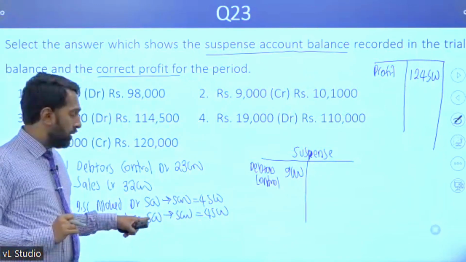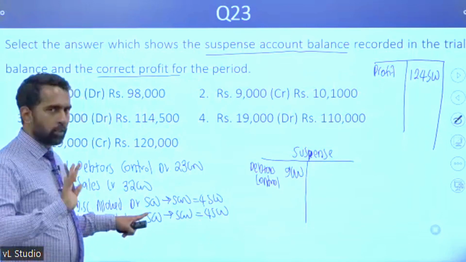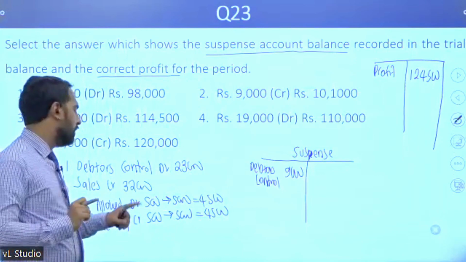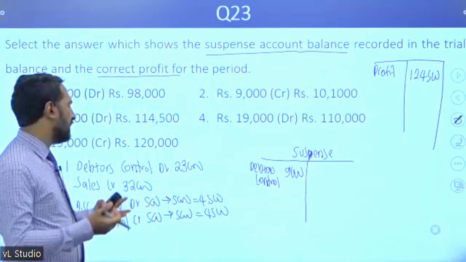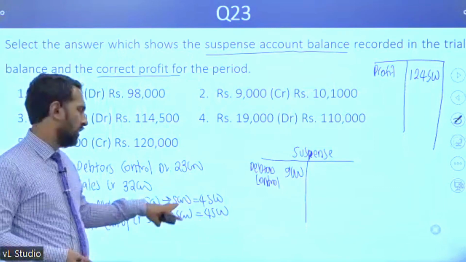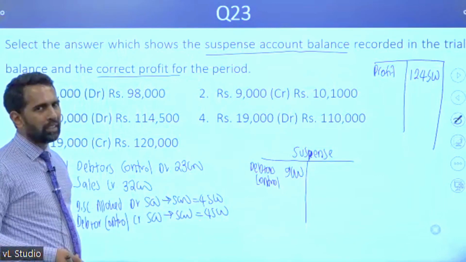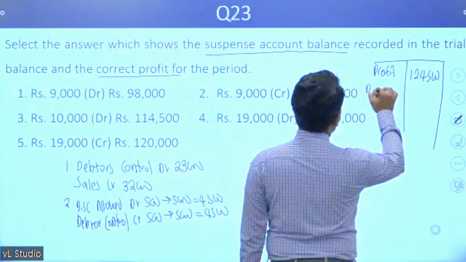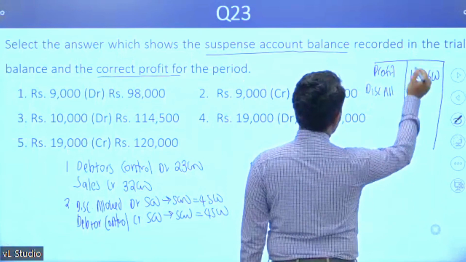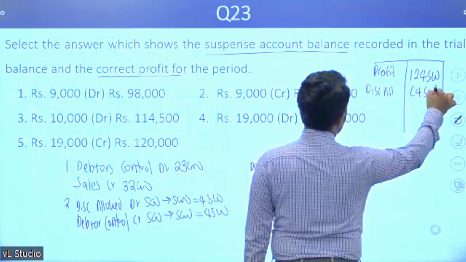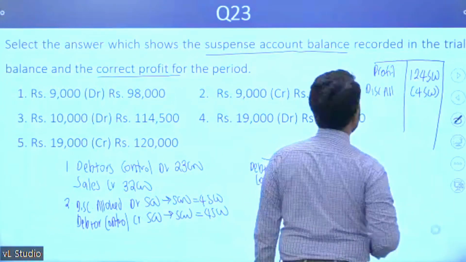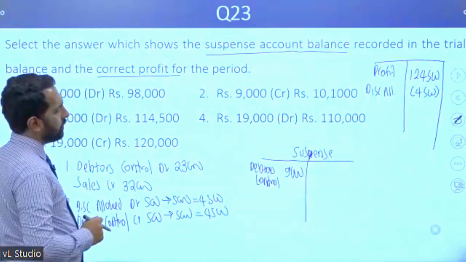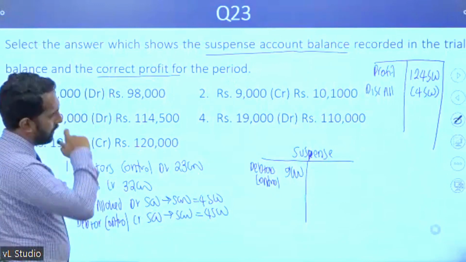So ideally, the discount allowed, even though it is not impacting the suspense account, should be 5,000, but you have recorded only 500. So your expense is understated: 5,000 expense recorded as 500. Therefore, you have to adjust it. When you adjust the discount allowed, your profit will come down. When you increase an expense, the profit will come down by 4,500.